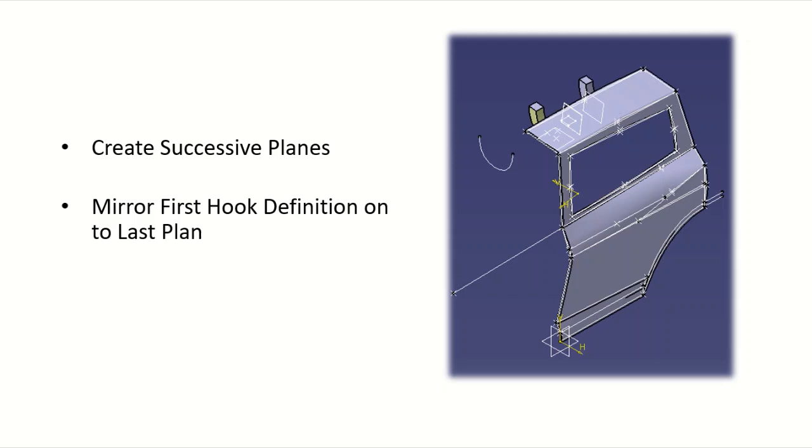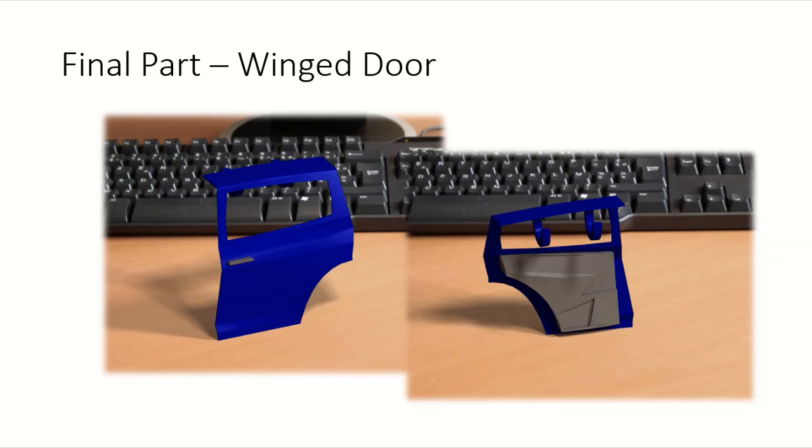And as a result of adding up all these elements, I was able to create the final part, which was the winged door, and you can see the external geometries here, and then some of the internals would have been the door rest as well as the door handle.